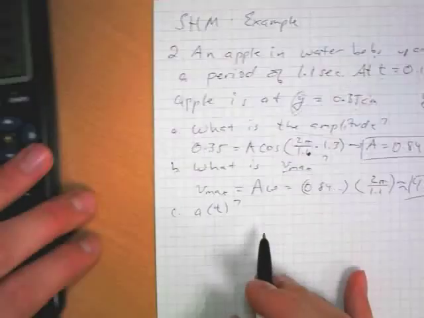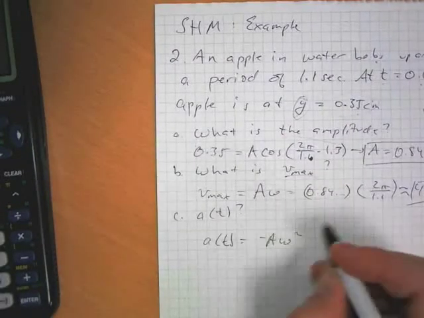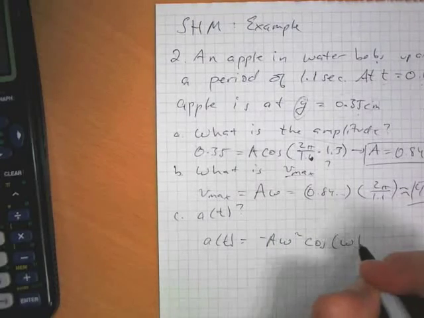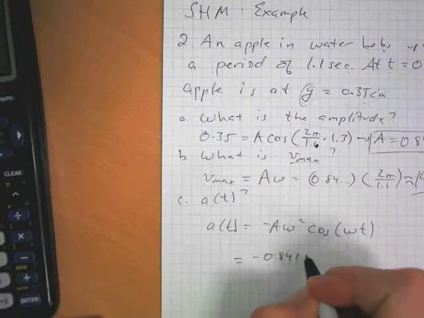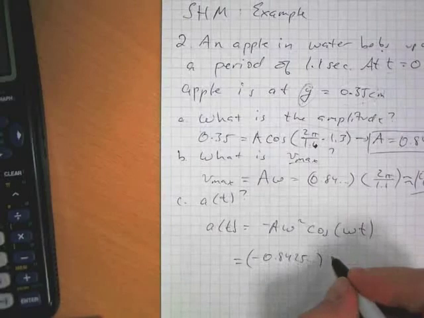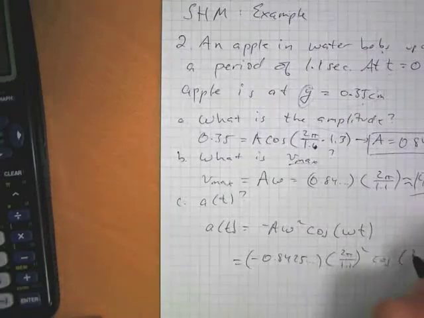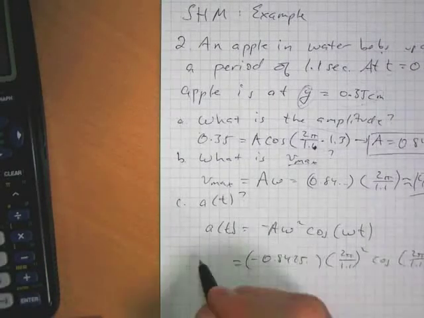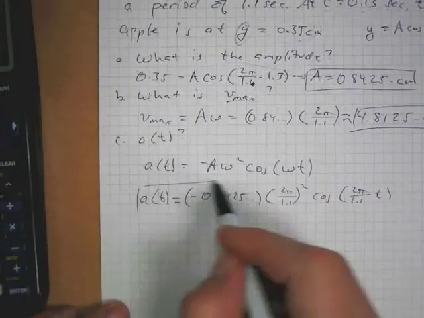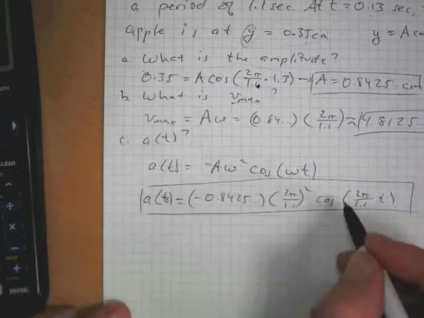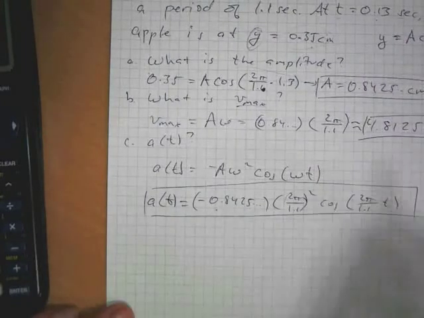And acceleration is a function of time. We know acceleration as a function of time is minus a omega squared cosine omega t, which in this case is minus 0.8425, etc., times omega, 2 pi over 1.1, squared, times cosine of 2 pi over 1.1 t. And again, when you're writing out an equation that you would use to calculate stuff, I would rather you leave it as 2 pi over 1.1 than getting a decimal. Although for a we have to use a decimal because that's all we have.